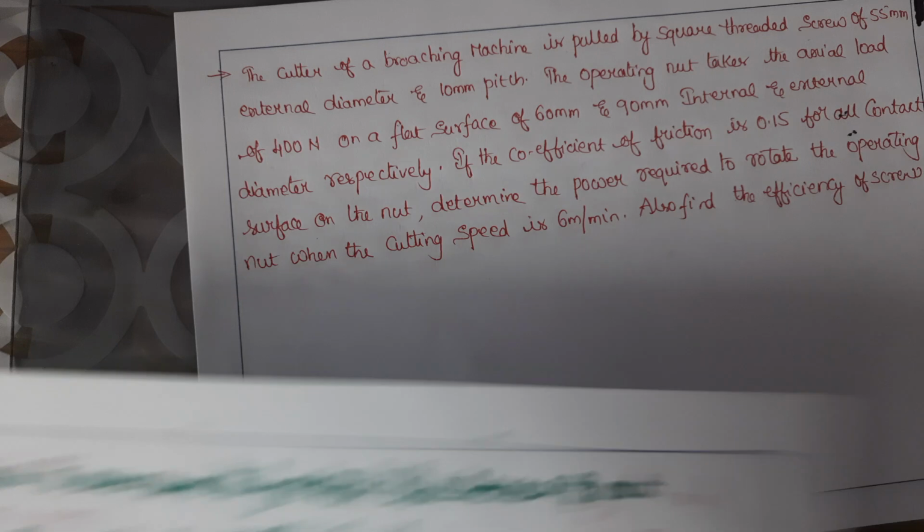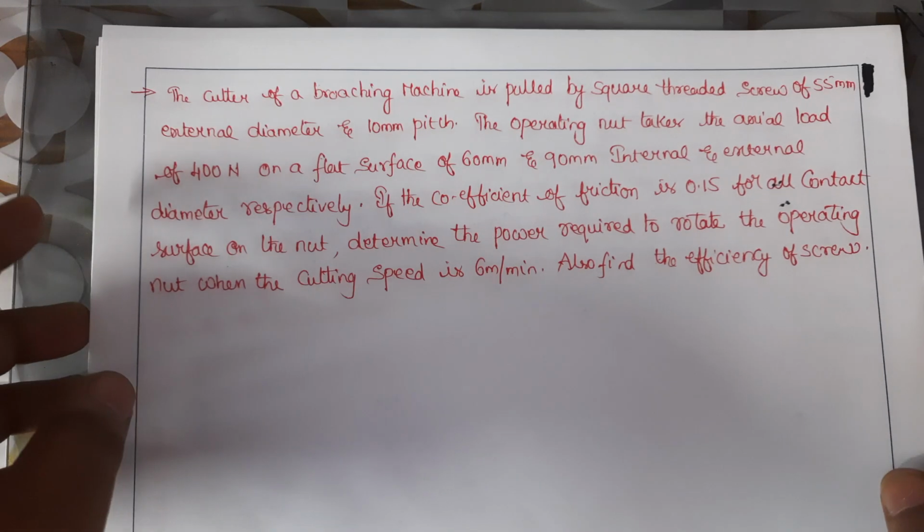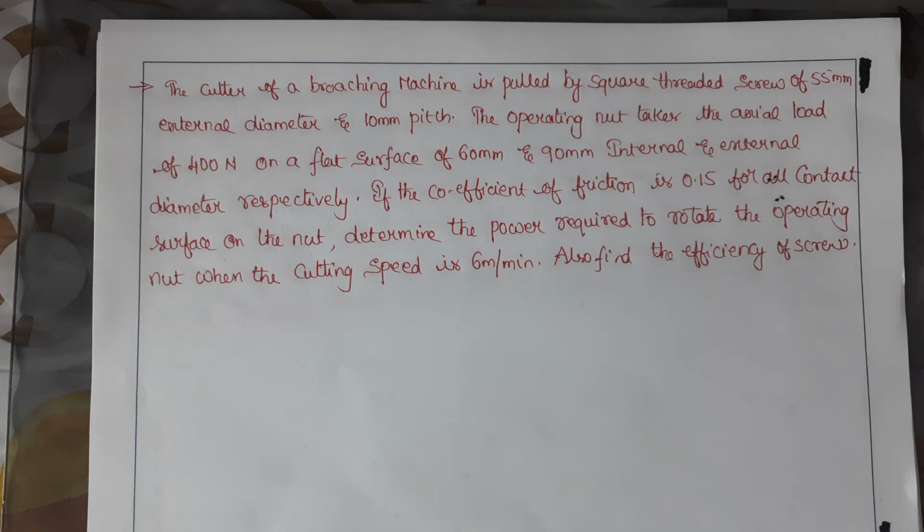So let's look at the question. Here is one of the questions I am having. The cutter of a broaching machine is pulled by a square threaded screw of 55 mm external diameter, that is D0, and 10 mm pitch. So pitch is 10 mm. The operating nut takes an axial load of 400 newtons, that is W equal to 400 newtons, on a flat surface of 60 mm and 90 mm. So he has given the collar dimensions also. D1 is 90 mm and D2 is 60 mm, so R1 is 45 mm and R2 is 30 mm, the external and internal radii respectively.